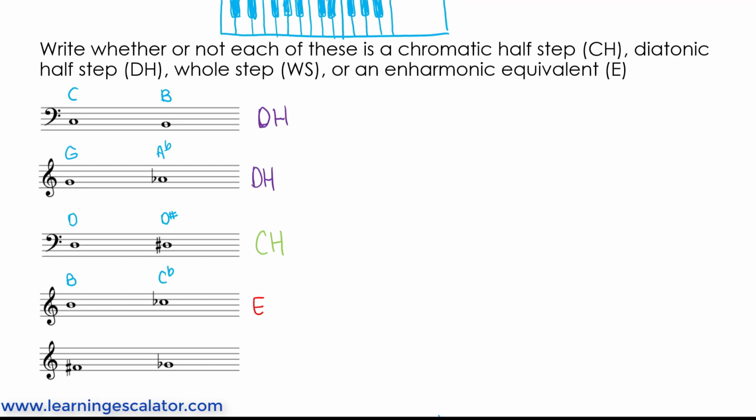Now this is F sharp to G flat. So F sharp is this, and G flat is also this, so it's another enharmonic equivalent because it's the same note, it's just using different letter names.